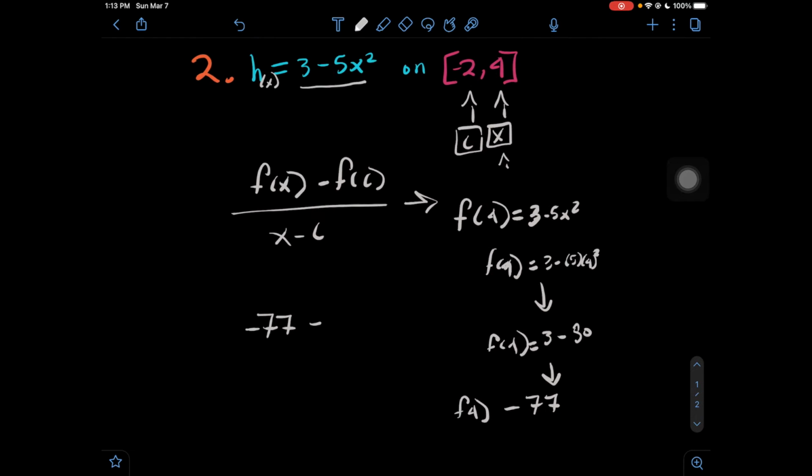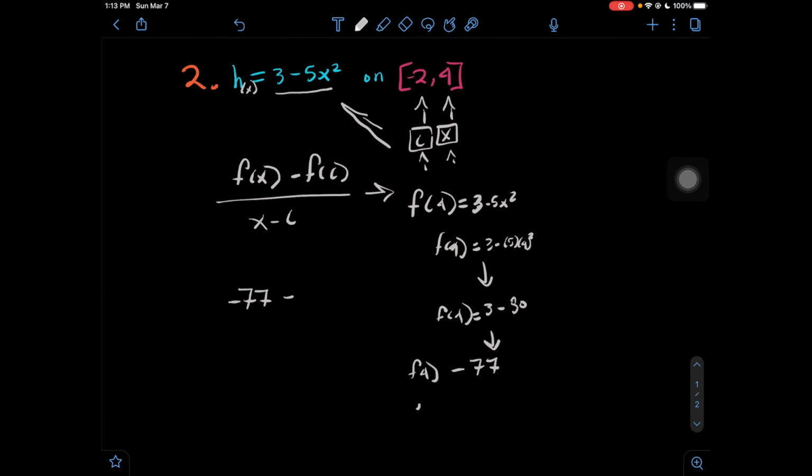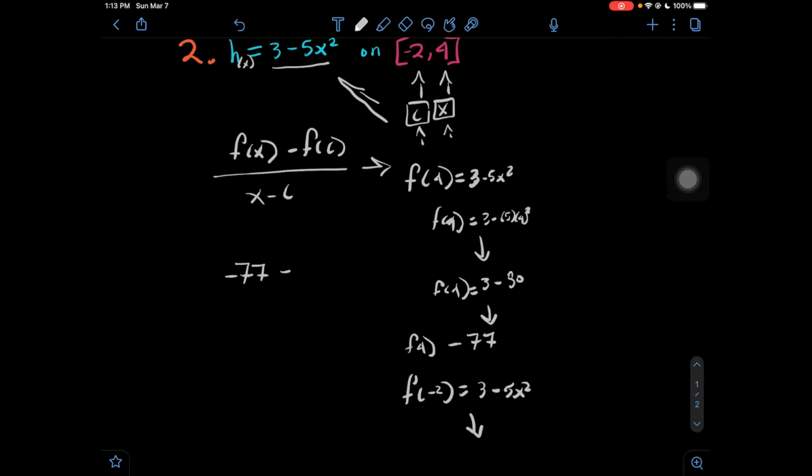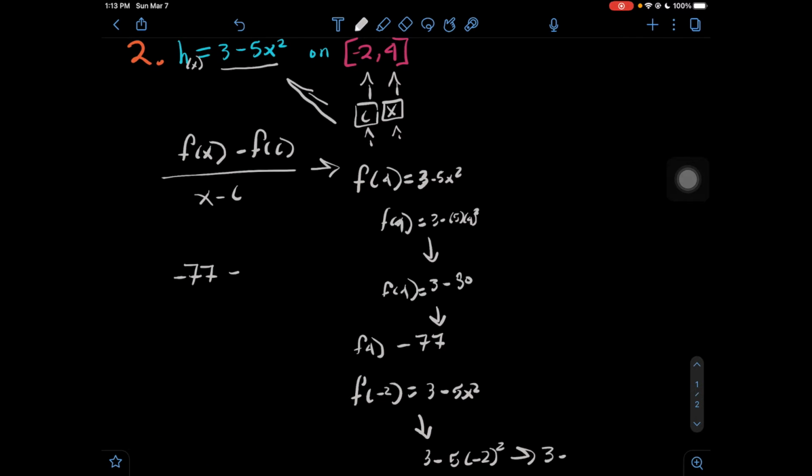Now let's just do f(c). So f(c), our c value was -2. So let's substitute in -2 as x for the equation. So now we have f(-2) equals 3 minus 5x squared. Substitute in that -2. So then we get 3 minus 5 times (-2) squared. (-2) squared is just 4. So then we get 3 minus 5 times 4, which is just 3 minus 20, meaning -17.